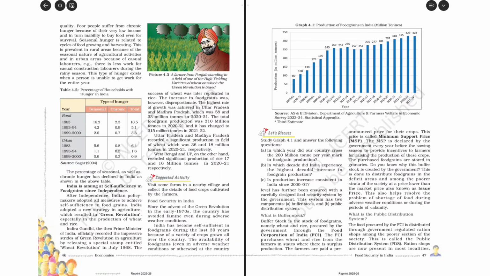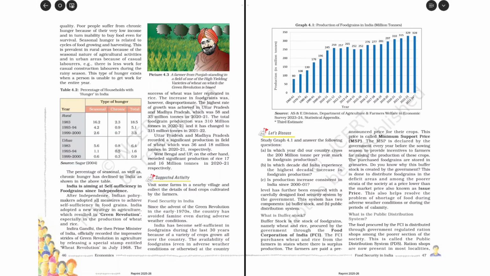Let's read about the pursuit of self-sufficiency. Quote, "India is aiming at self-sufficiency in food grains since independence. After independence, Indian policymakers adopted all measures to achieve self-sufficiency in food grains. India adopted a new strategy in agriculture, which resulted in Green Revolution, especially in the production of wheat and rice. Indira Gandhi, the then Prime Minister of India, officially recorded the impressive strides of Green Revolution in agriculture by releasing a special stamp entitled Wheat Revolution in July 1968.